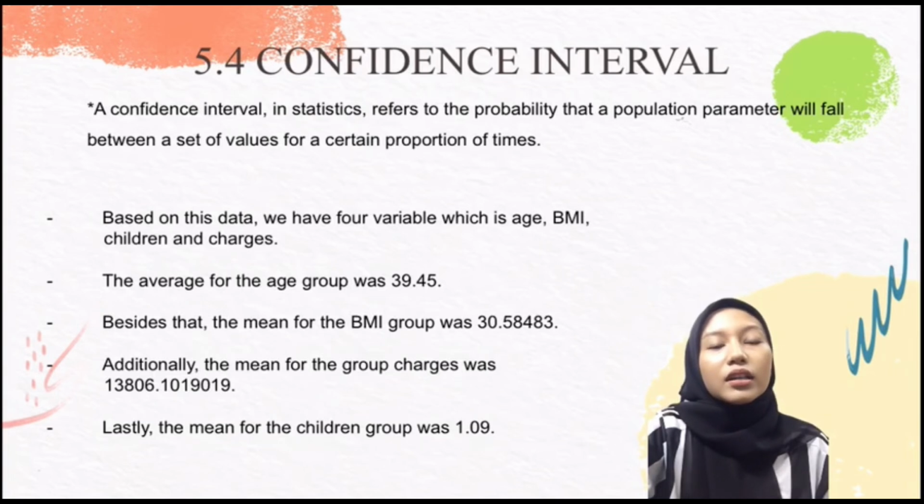Confidence interval. A confidence interval in statistics refers to the probability that a population parameter will fall between a set of values for a certain proportion of time. Based on this data, we have four variables, which are age, BMI, children, and charges. The average for the age group was 39.45. Besides that, the mean for the BMI group was 30.58483. Additionally, the mean for the group charges was 13809.1019. And lastly, the mean for the children group was 1.09.